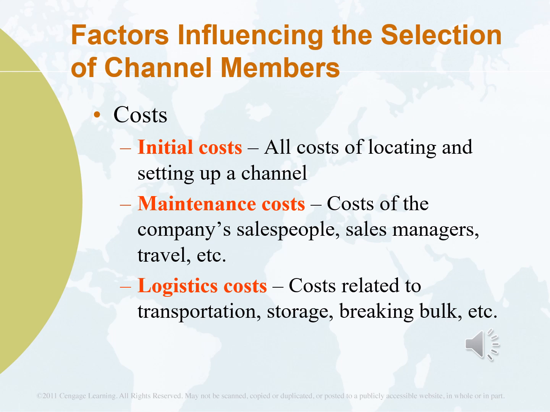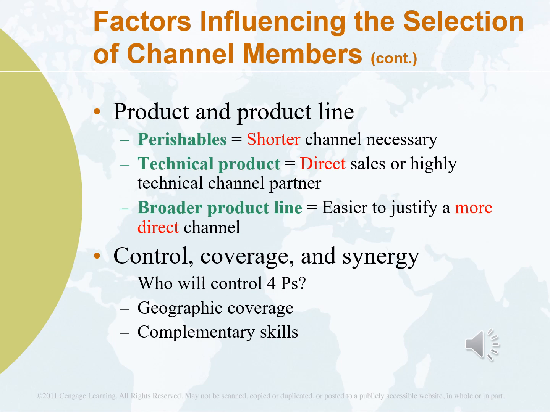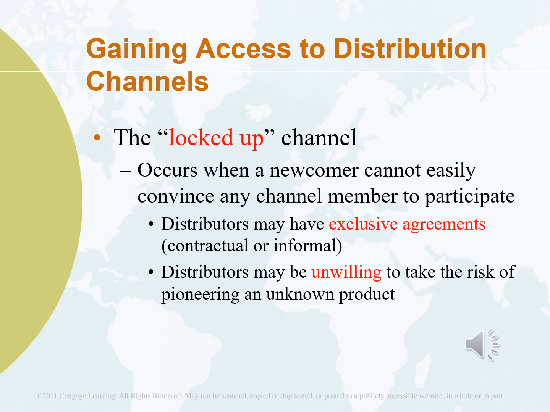Then we talked about the factors influencing the selection of channel members: initial costs, maintenance costs, and logistics costs to maintain those channels. Product line also affects your selection. If you have a perishable product, you probably need a shorter channel. For a technical product, you probably need a direct channel. With a broader product line, you probably need more direct channels. That's channel distribution.